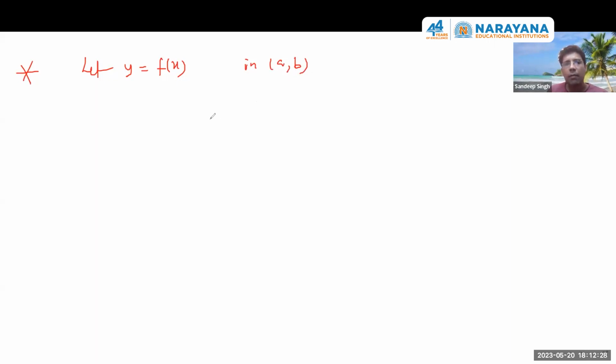Then the area bounded by x equal to a, x equal to b, y equal to f(x), and y equal to f(c).